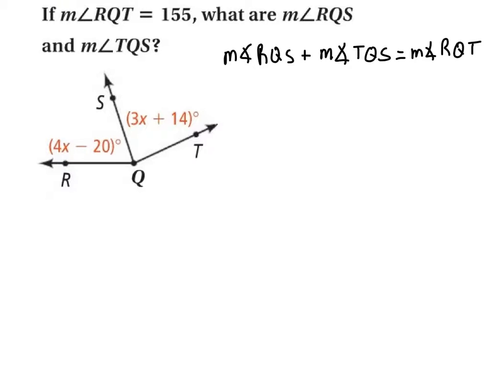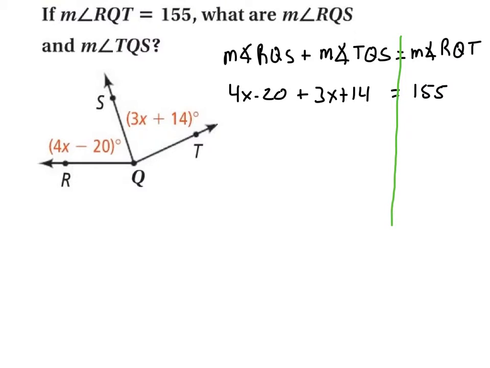Now we can substitute in what we know. Do we know anything about the measure of angle RQS? It's 4x minus 20. So we can go ahead and plug that in to our equation. Do we know the measure of angle TQS? 3x plus 14. Do we know anything about the measure of angle RQT? 155 degrees. So please remember, this is where the equal sign is.